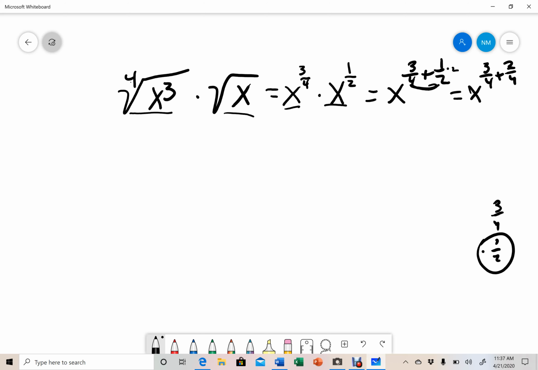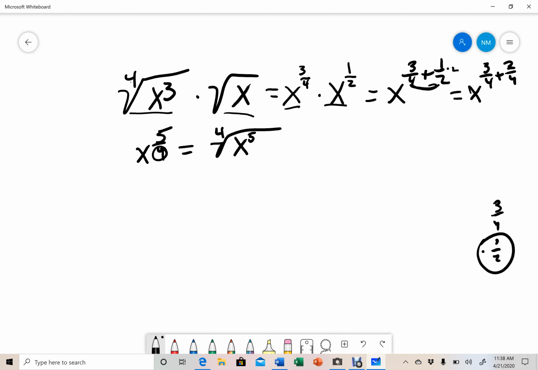I just simply multiplied this by 2 so that I can get something that has the same denominator. So now I can add these two fractions together, and by doing that, I get x to the 5 over 4. Once I've combined them together, now I can put them back into my radical. Remember, my denominator is my index, and my numerator is the exponent of my radicand.